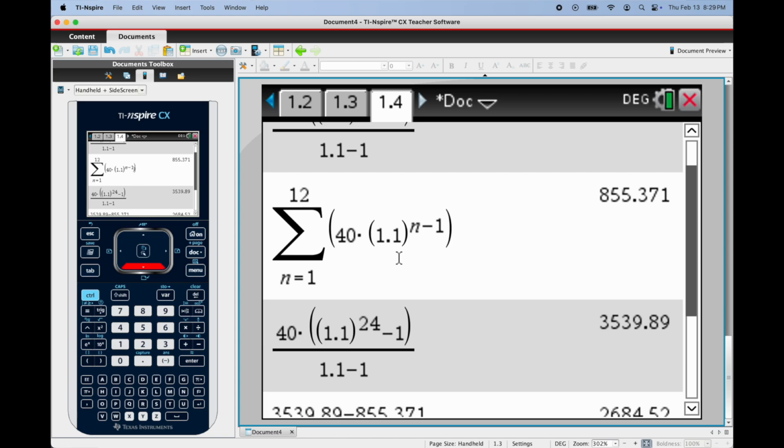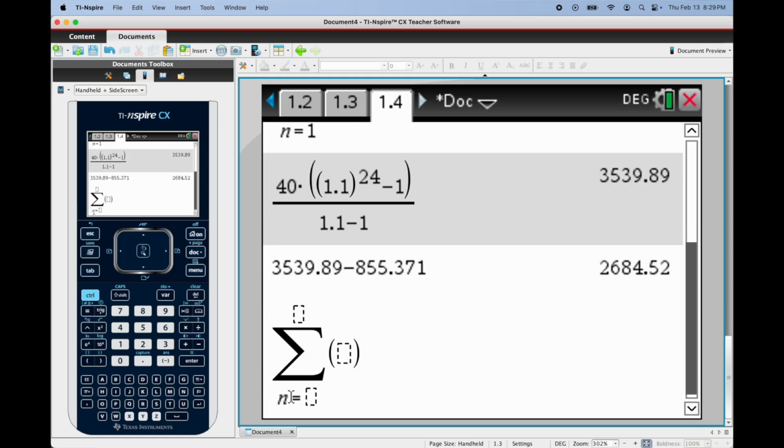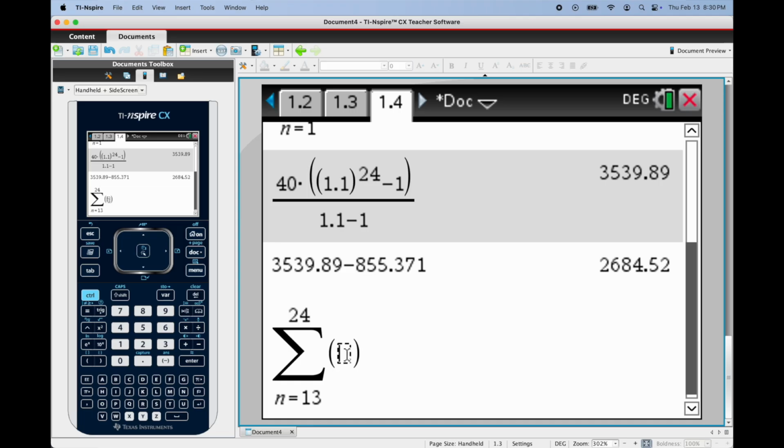It's still going to be this 40 times 1.1 raised to the power of n minus 1. But we don't want to take the sum from just the first term to the 24th term. Sigma notation is a little more flexible in that we can say, hey, start at the 3rd term and take the sum from the 13th to the 24th term. And then we can put in the exact same formula that we had before.